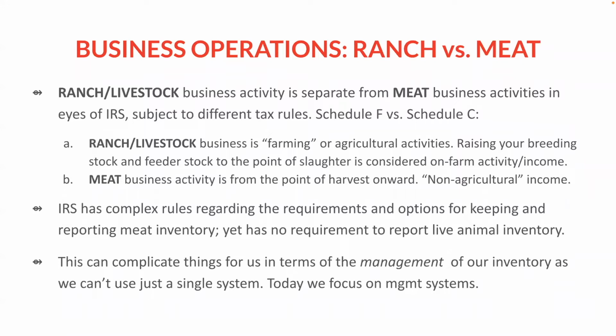So the original concept I want to throw out there is that essentially raising animals on your ranch or wherever you are is a different activity than the meat business itself. We can logically understand why that's true. It's especially true in the eyes of the IRS. And you can think about it in the eyes of the IRS as your Schedule F versus your Schedule C. So Schedule F is usually agricultural activities, and it's always agricultural activities. And your Schedule C is other types of business reporting.